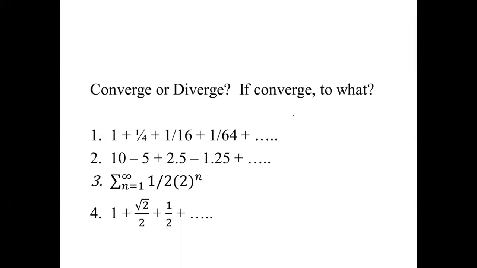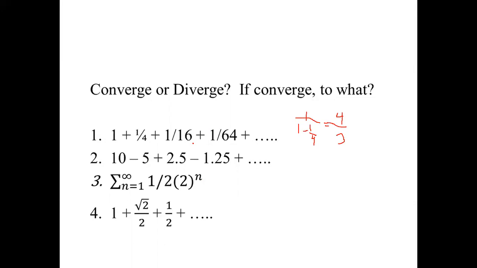All right, so this first series does look geometric. It looks like my r value is 1/4, and 1/4 is within the interval of convergence. So I know it's going to sum to 1 over 1 minus 1/4, and therefore my sum of this infinite geometric series sums to 4/3.